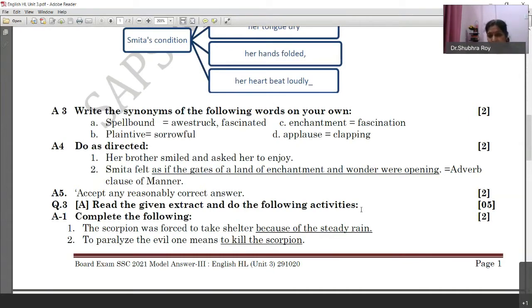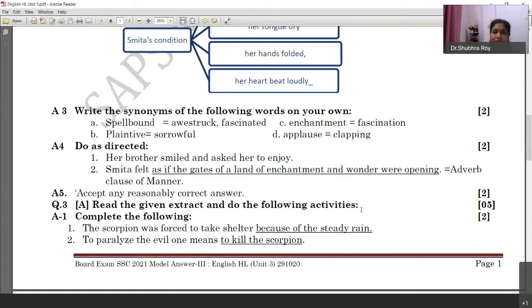There are many students who ask me, can't we get 2 out of 2 on a personal response question? Of course you can. If you present your answer well, if you have a good linguistic style, if you write properly, if you give relevant examples, definitely you can get 2 out of 2, and of course maintain the word limit. Okay. So activity 5 is your personal response question.